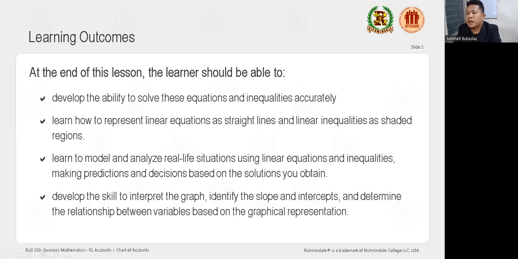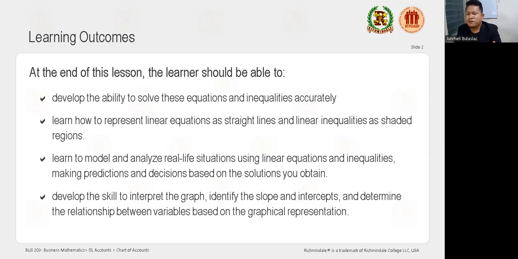All right. So at the end of this lesson, the learner should be able to develop the ability to solve these equations and inequalities accurately, then learn how to represent linear equations as straight lines and linear inequalities as shaded regions. We will talk about this later, particularly, especially for inequalities, how we can identify the shaded region and how we can use the straight line or the dashed line. That is for linear inequalities, but for linear equations it is very easy.